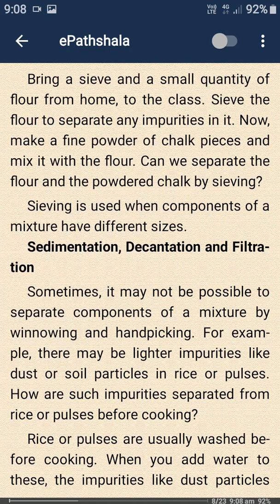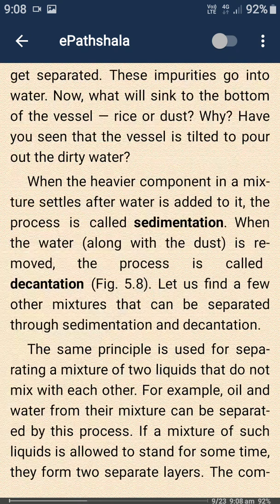Sedimentation, decantation and filtration. Sometimes it may not be possible to separate components of a mixture by winnowing and hand picking. For example, there may be lighter impurities like dust or soil particles in rice or pulses. How are such impurities separated from rice or pulses before cooking? Rice or pulses are usually washed before cooking. When you add water, the dust particles get separated. These impurities go into water.